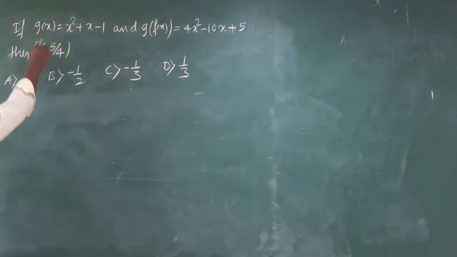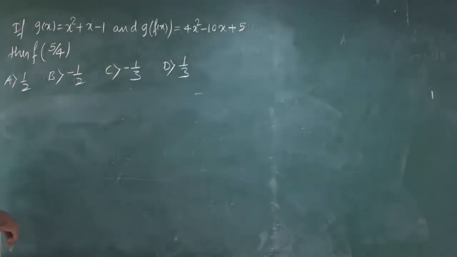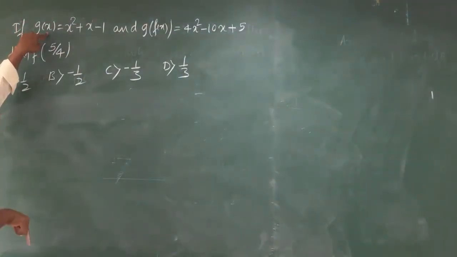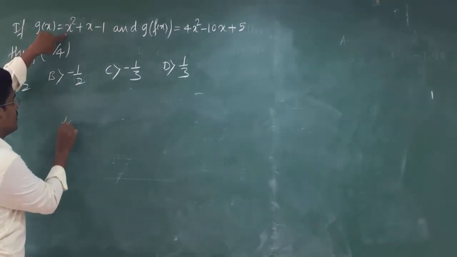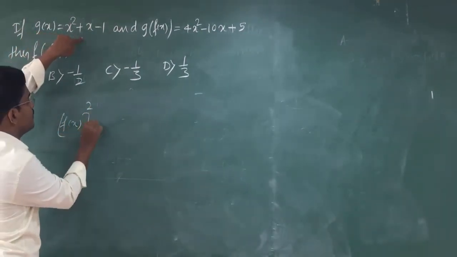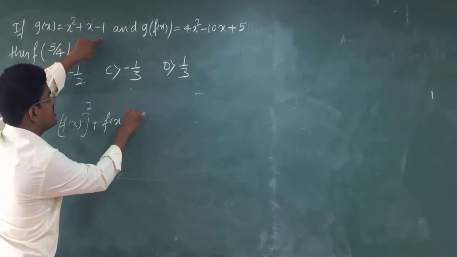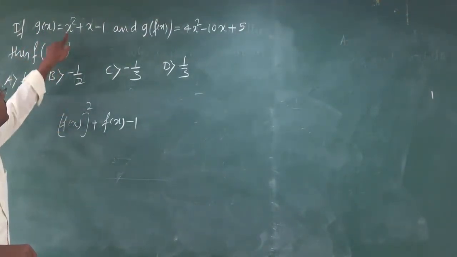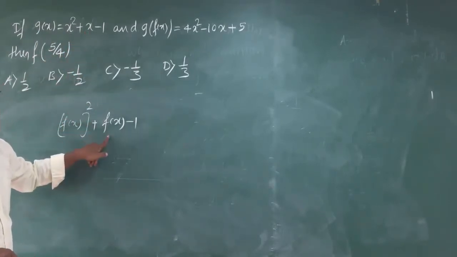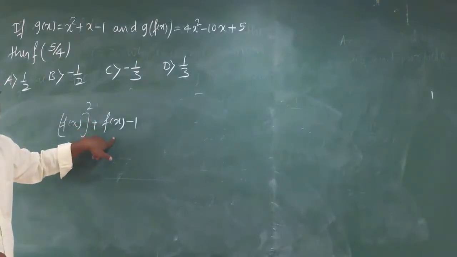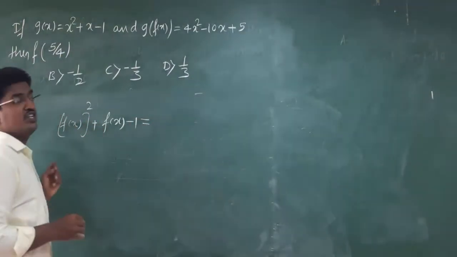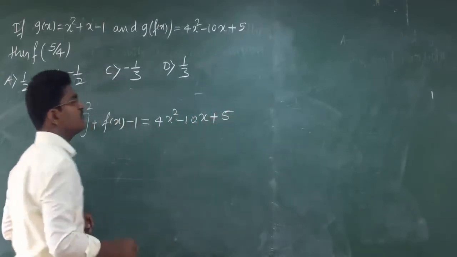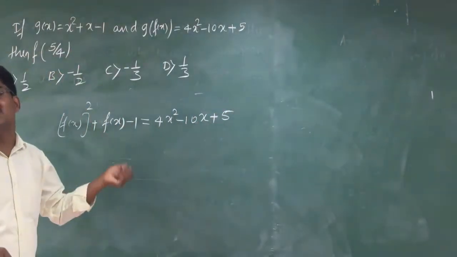For that, see here, this is g of x, this is g of f of x. If I take g of f of x, in the place of x, I take f of x. What will it give you? See this, f of x whole square plus f of x minus 1 you are going to get. In the place of x, you will have f of x. So f of x whole square plus f of x minus 1 will be equal to g of f of x, which is 4x square minus 10x plus 5. Clear? So I have written the things which are given in the question.